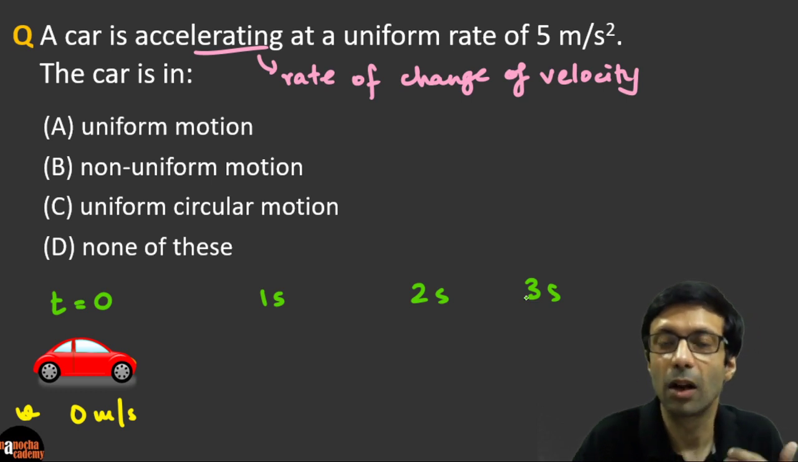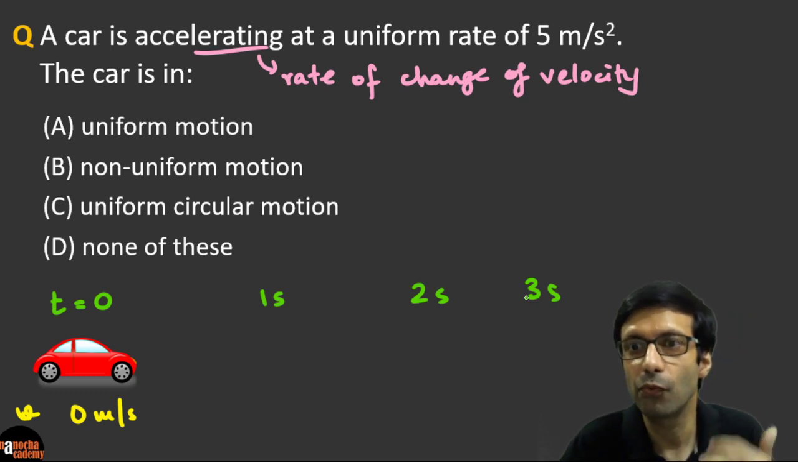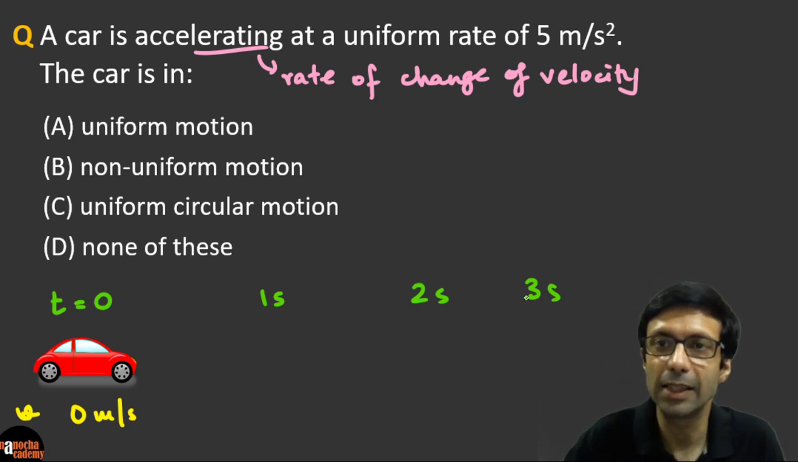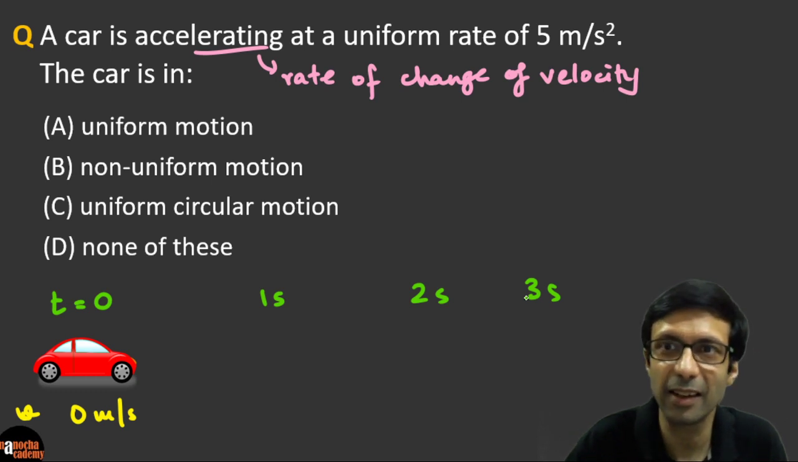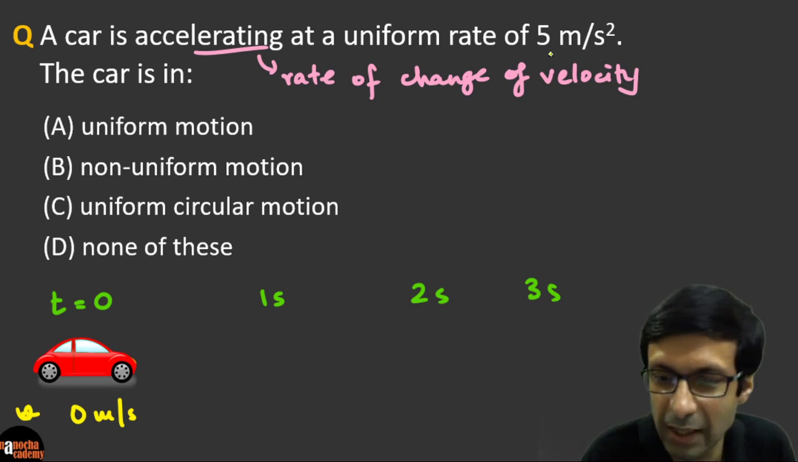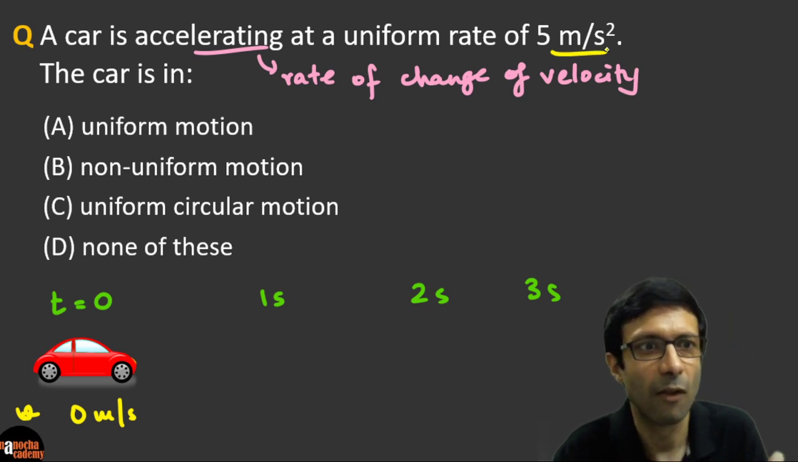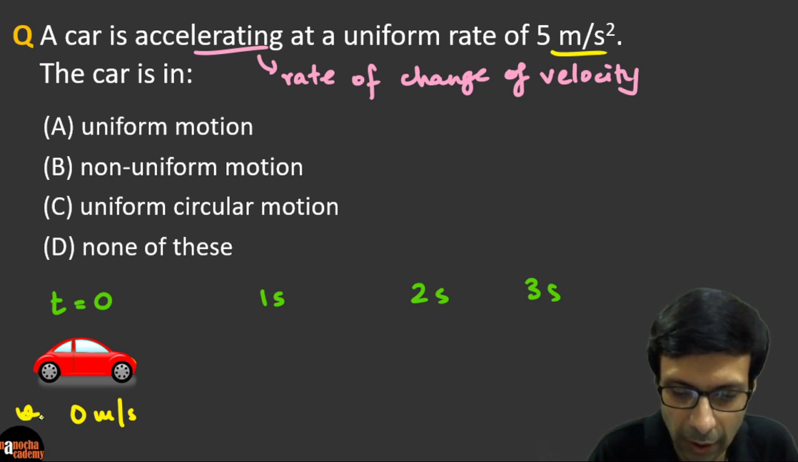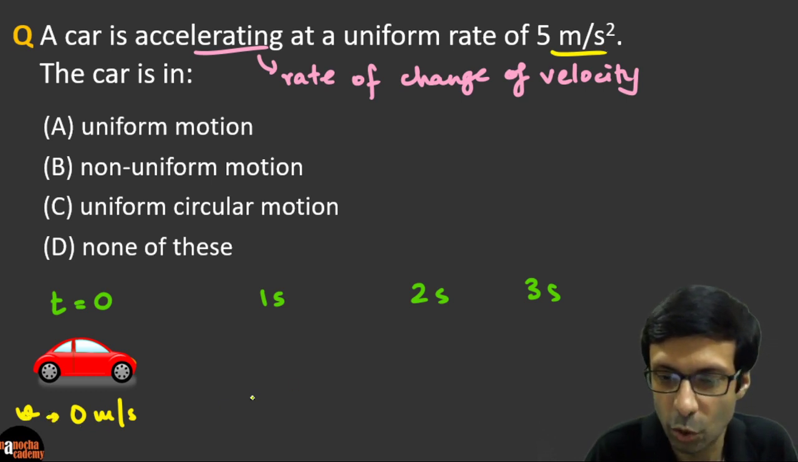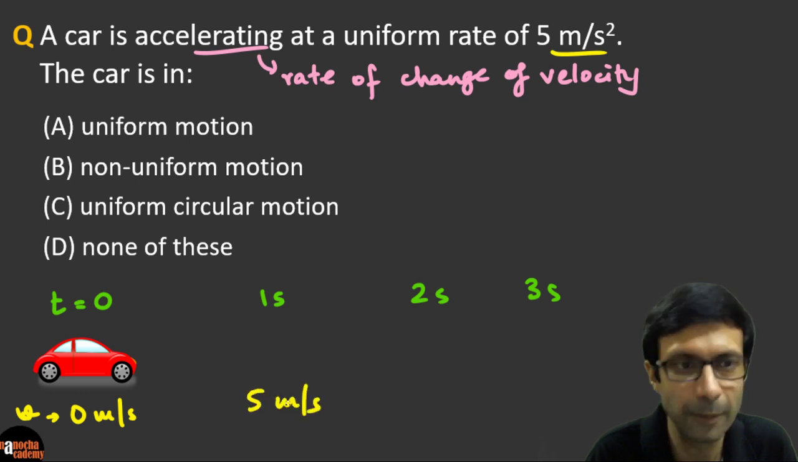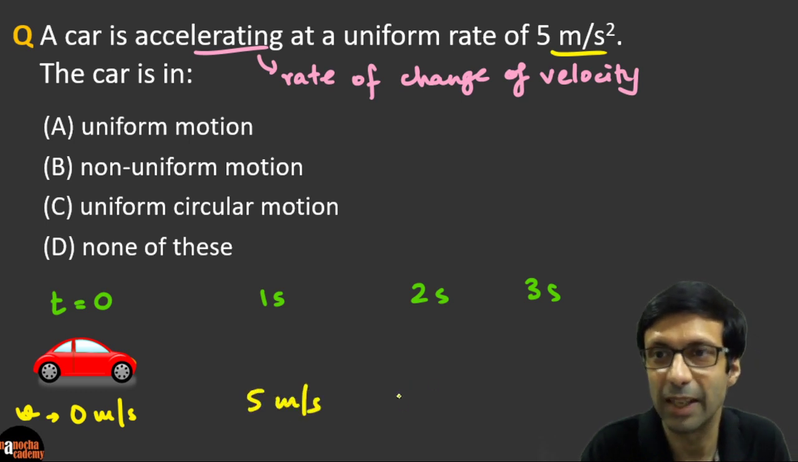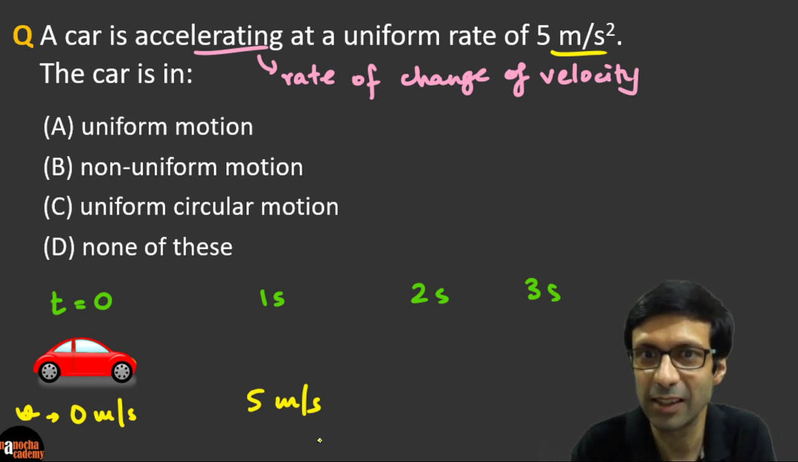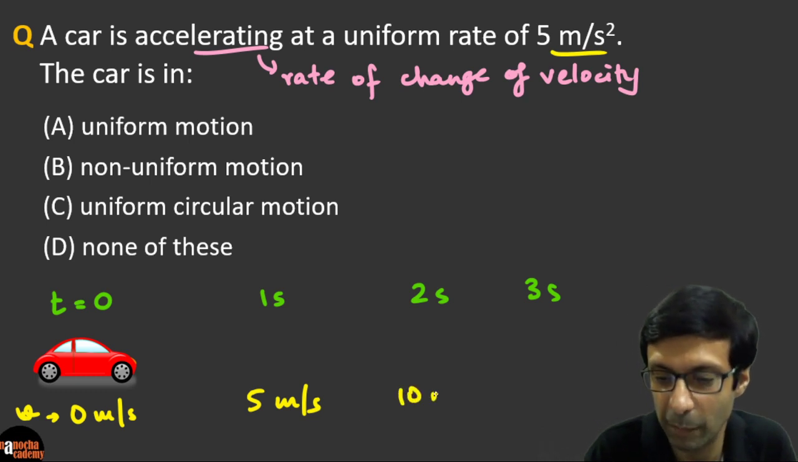Okay, so the car is accelerating at a uniform rate of 5 meters per second square. That basically means the car's velocity is increasing by 5 meters per second every second. So that's why the unit, guys, are you following me? That's why the unit is 5 meters per second square. So this is the initial velocity of the car here, 0 meter per second. So after 1 second, it's going to be 5 meter per second, right? Then because it's increased by 5 meter per second every second, what is it going to be at 2 seconds? It's going to be 5 plus 5, so 10 meter per second.